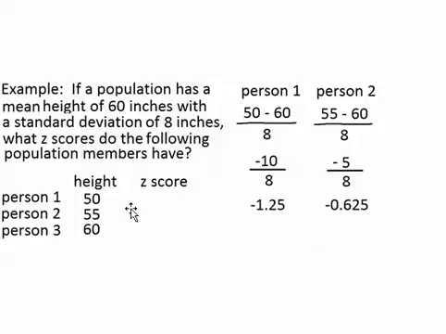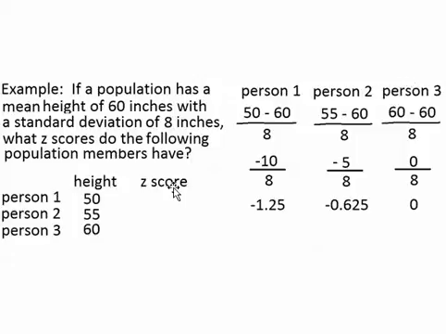So far we can see that since these two people are both below the mean of 60, they both have negative z-scores. Now what about this person right here, who's 60 inches tall? This person is right at the mean of 60, so we already know that that person's z-score is going to be 0, but let's go through the formula just to show that that's true. We take the person's height of 60, subtract it by the mean of 60, and the top comes out to 0. And 0 divided by anything equals 0, so this person's z-score is 0.